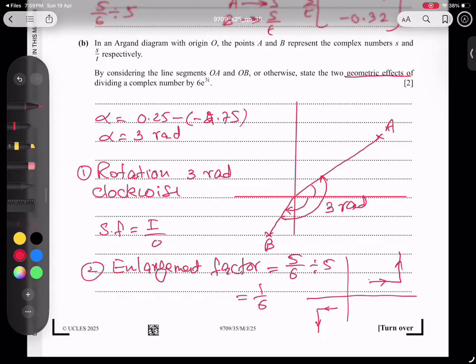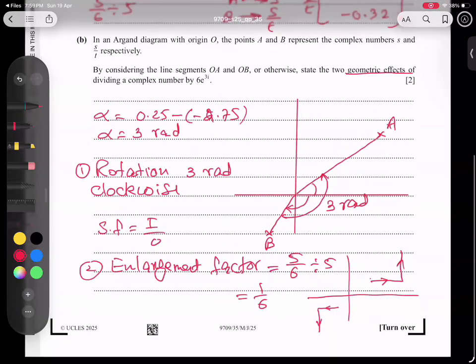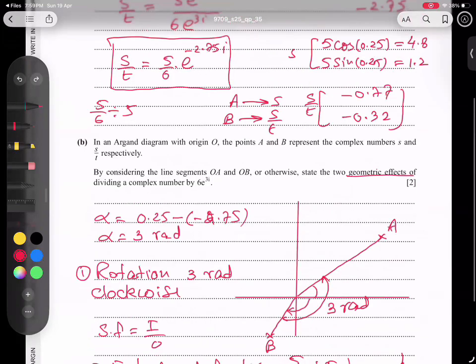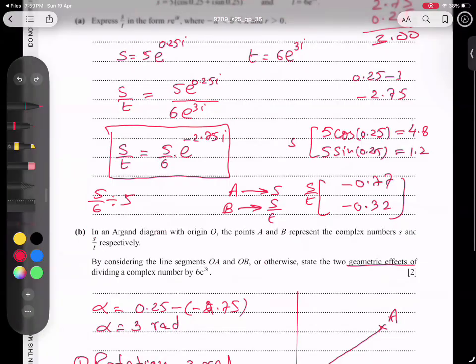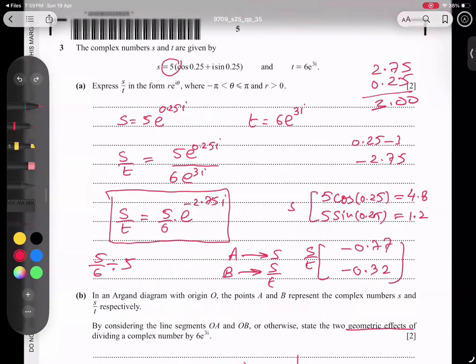Now the question comes to our mind, how does this become an enlargement? Because this is a longer length, and this is a smaller length. The modulus of the first one is 5, and this one is 5 by 6. If I divide image by the object, I will get 1 by 6 as the scale factor of enlargement.